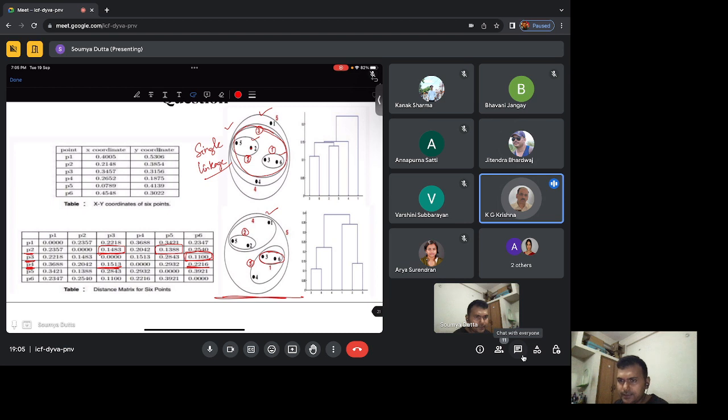Sir, I'm looking at the problem. Let us say in an exam, a problem is given with the coordinates P1 to P6, X and Y, and it says use single linkage from hierarchical clustering. Then the first thing you have to do is create the distance matrix. Then you see which is the minimum value, merge them first, then take the next minimum value and go on. So we'll be merging 2 pairs.